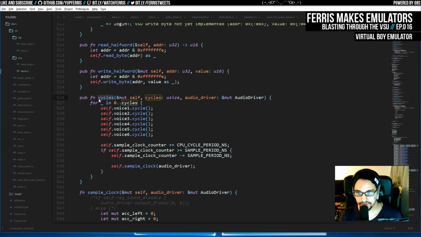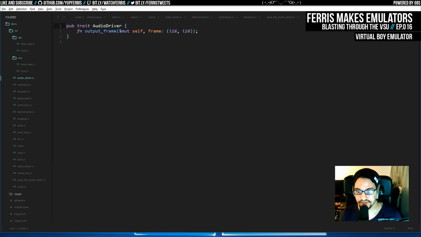This piece of hardware has this, and the video hardware also has the same function. The only real difference, of course, is that this takes in the number of cycles that went by and then an audio driver. And again, an audio driver from last time is basically a trait with this output frame function here. The idea is that whenever the sound hardware ends up producing an audio frame, so when enough time has gone by that there should have been an audio frame produced, the audio hardware will just dump the frame here.